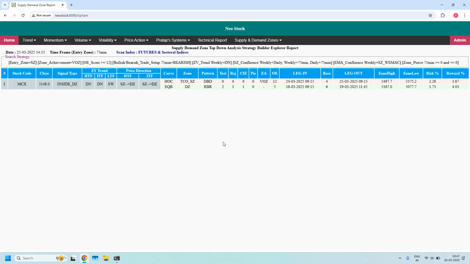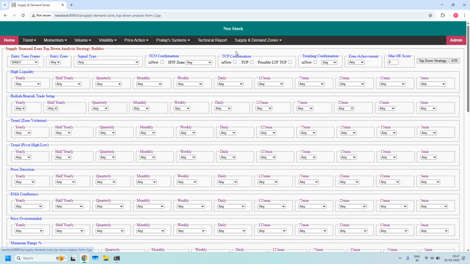So with this we have completed weekly income trade reports. Next we will generate daily income trade reports. So daily income trade bullish trade setup, entry time frame is 15 minutes. Entry zone is a demand zone.